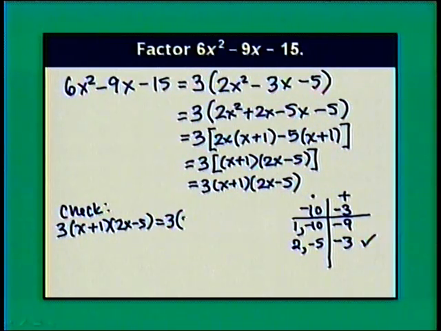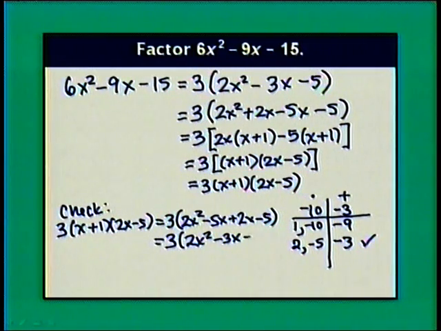X times 2x is 2x squared. X times negative 5 is negative 5x. 2x times 1 is 2x. And 1 times negative 5 is negative 5. So I have 3 times the quantity 2x squared minus 3x minus 5. Distributing the 3, I have 6x squared minus 9x minus 15. Is that the polynomial I started with? It is. This is good. My factorization checks.